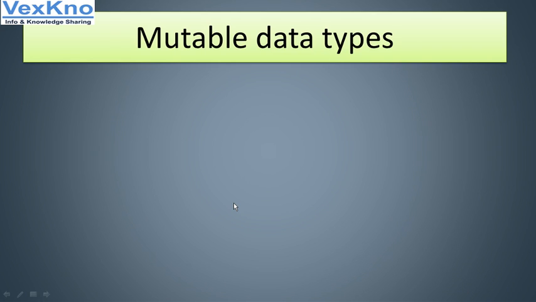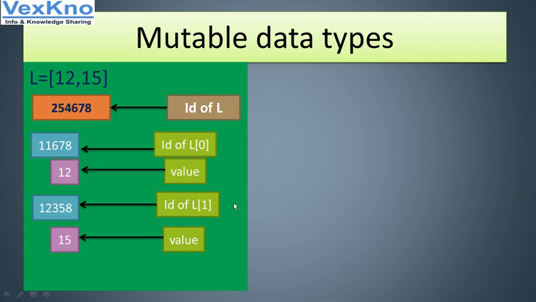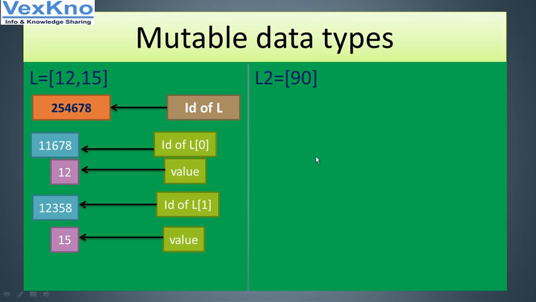Now what about the case when we want to assign a new list to a defined list? Let us see that. Here L is this list, 12 and 15. Now the same example, ID of L is 254678. There are two values, and the two values have two different IDs, that is the elements. Now we have another list L2. L2 will have a new address, and in that new address scope there will be another element, 90, which has a new address also.